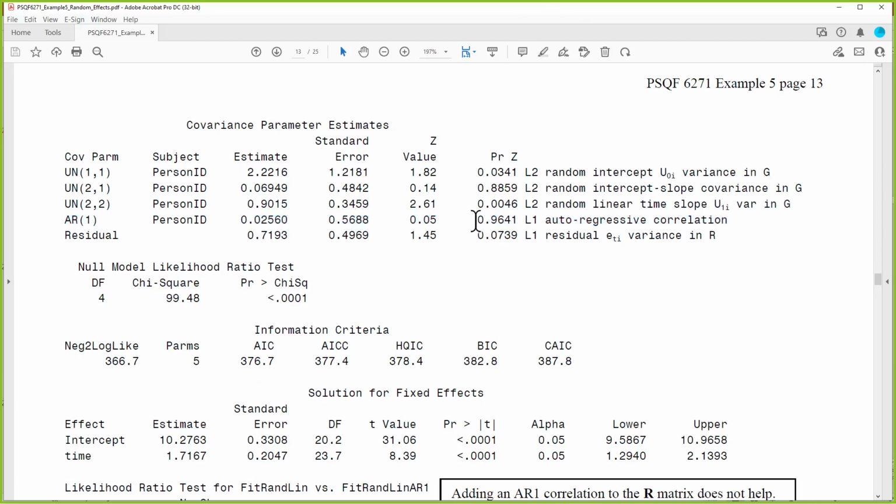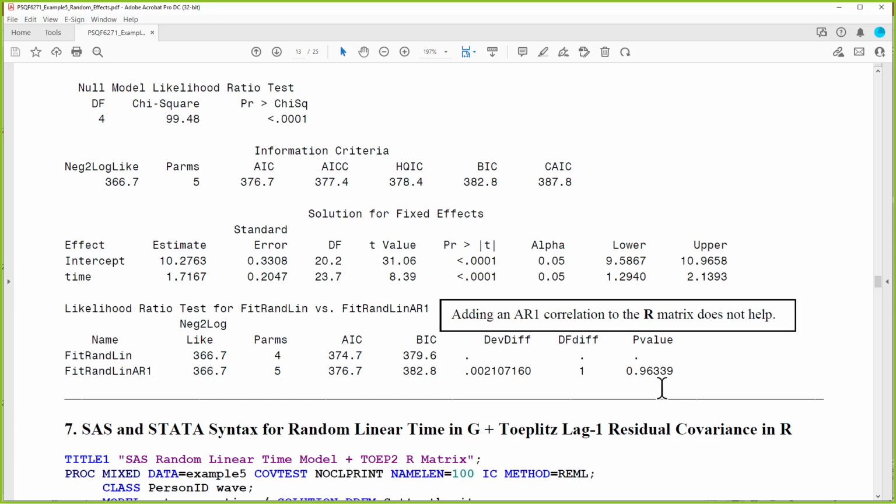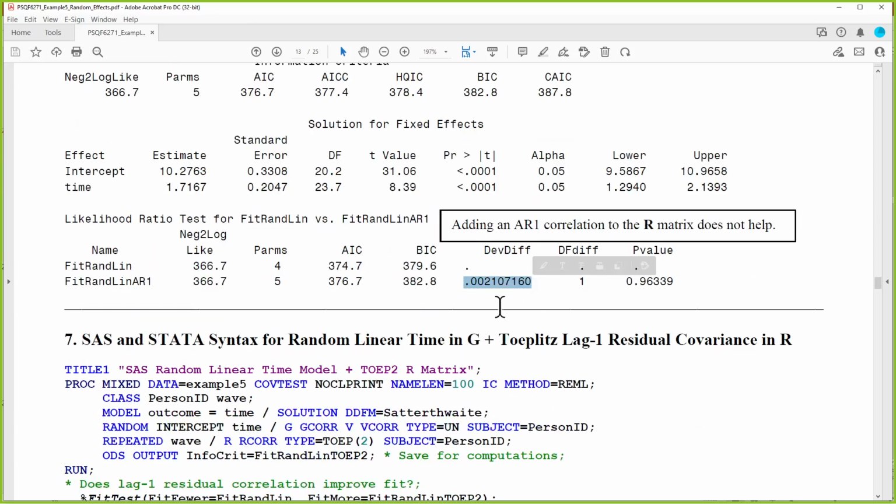So this p-value suggests that that autocorrelation is not different than 0. The likelihood ratio test agrees with me. The p-value is nearly the same, just a little bit off in the third decimal place. But the difference in models, -2 log likelihood, is very, very tiny. So no, that does not help.